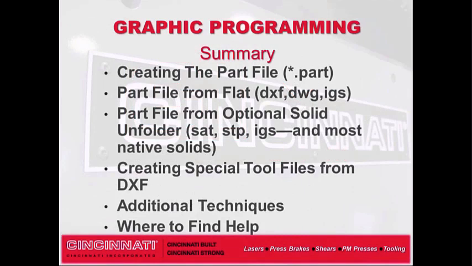Finally, I'd like to summarize what we covered in the short video here. We talked about creating the part file, bringing your idea of the part that you'd like to make into the Cincinnati 3D format. And we did it two ways. We did it by using a flat file and then forming that up, and we did it by using a solid model with our optional solid model unfolder. We also talked about creating special tool files from a DXF, and then we used the additional techniques of adding segments.